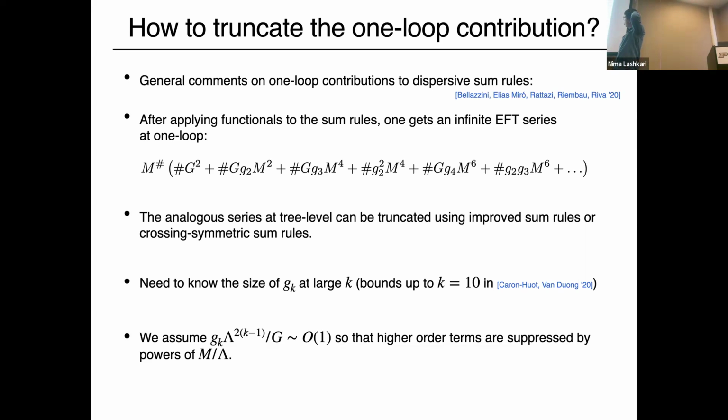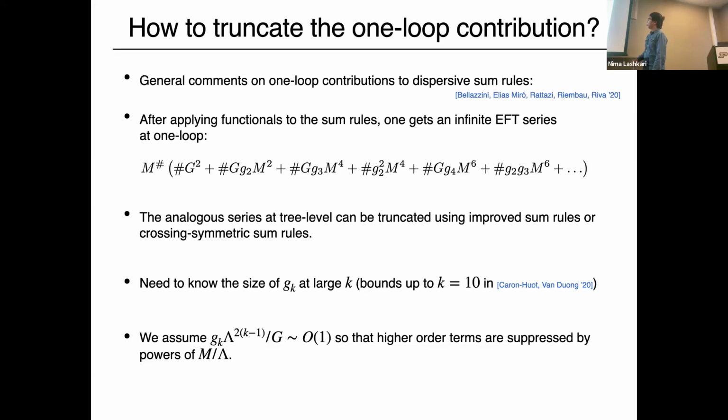Remember that we have this issue that after applying the sum rules, we will get an infinite sum of EFT series, and this also happens at one loop. At tree level, you can make this sum finite by either using the improved sum rules at fixed T or using the crossing symmetric sum rules, which automatically gives you a finite sum at tree level. But at one loop, it seems like it always gives you an infinite sum, at least to my knowledge. I don't know if there's a way to give a finite sum at one loop.